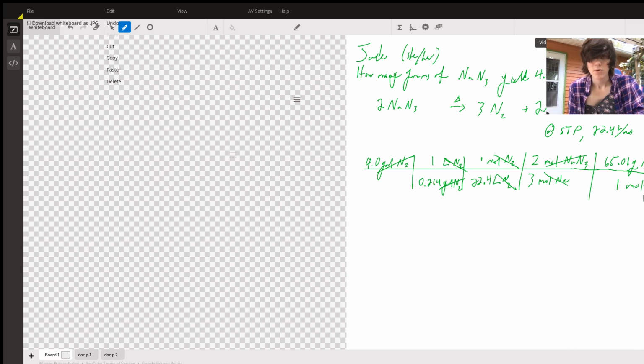Okay, well, now we cancel out all our units, right? And so now we have grams of NaN3. So all we need to do is multiply everything on the top, multiply everything on the bottom, and then divide those two. So let's go ahead and do that real quick. Calculator out here on the phone. So I'll type in 0.264 times 22.4 times 3, which gives me 17 in the denominator.